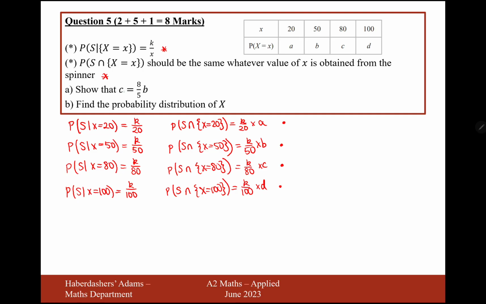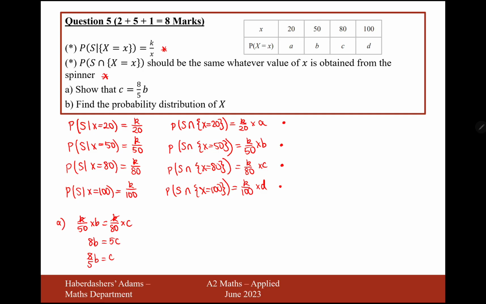So to show that c equals 8 over 5b, I'm going to set k over 50 times b equal to k over 80 times c. So let's cancel out the k's on both sides, times 80 to the other side. In fact, I'm going to divide by 10. So 8b equals 5c. So therefore, 8 over 5b equals c. Excellent. So that's part A complete.